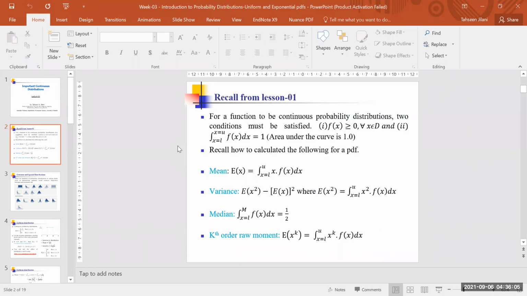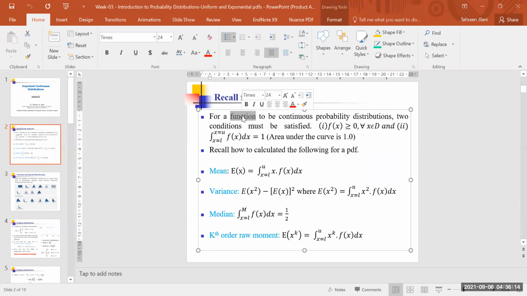So as a review, as a recall from lesson 1, you have studied functions. Suppose you are given a mathematical function. Is it possible to show that that function is a probability distribution? For that purpose, we require two conditions to be satisfied. Number one condition is that the function values must be positive. f(x) greater than or equal to 0 means that if you put different values of x, the answer of the function should be either 0 or greater than 0.